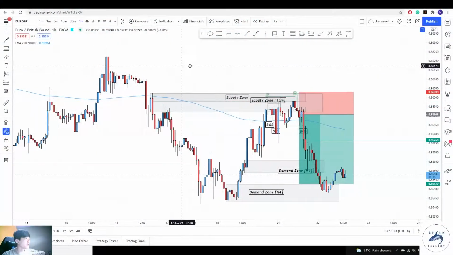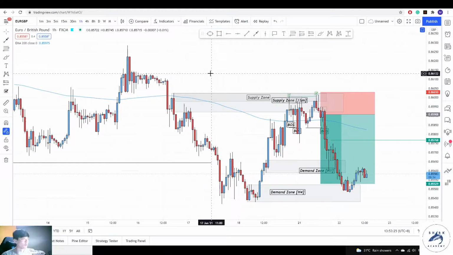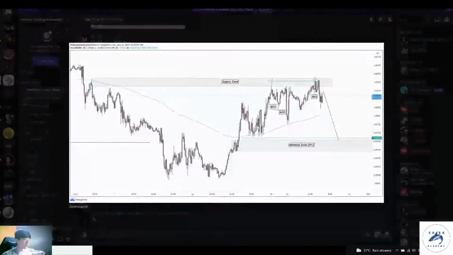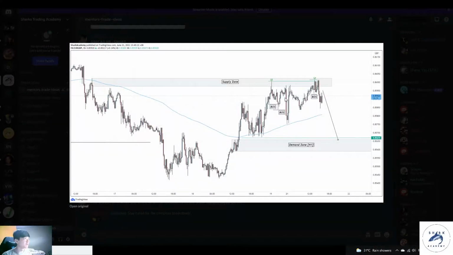Hey traders, so over here we have the breakdown analysis of Euro Pound, and we actually sent this trade yesterday. You can see we entered live over here.